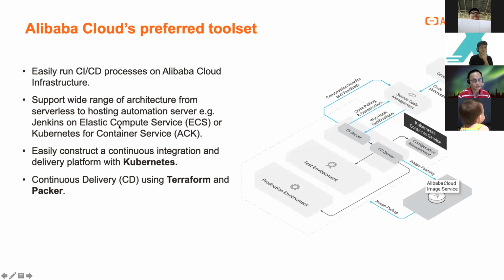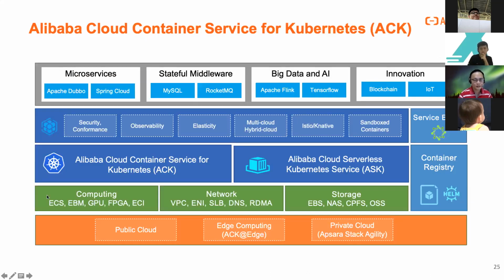It is built on top of virtual machines, ECS. It helps you to build continuous integration and continuous delivery using Kubernetes. And for continuous delivery, the recommendation is still Terraform and Packer. This is a brief introduction of ACK, which is the Kubernetes service that we have.